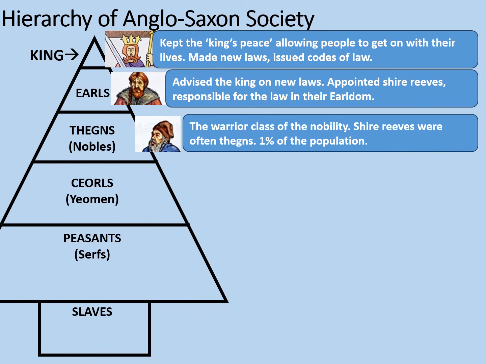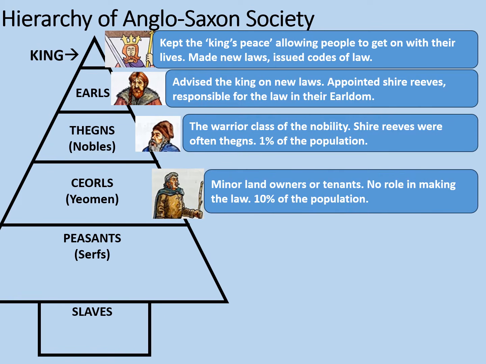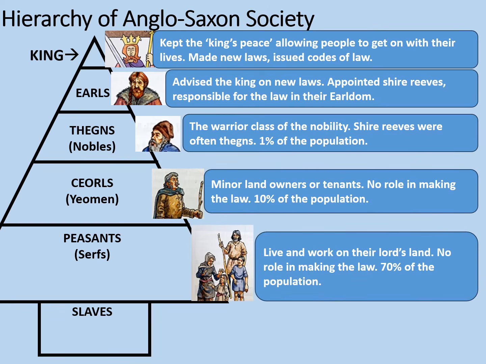Then there were the thanes. These were the warrior class of the nobility. Shire reeves were often thanes, but not always, and they only represented about 1% of the population. Then there were the churls, or the yeoman farmers. These were minor landowners or tenants, but they had no role in making the law, even though they represented 10% of the population.